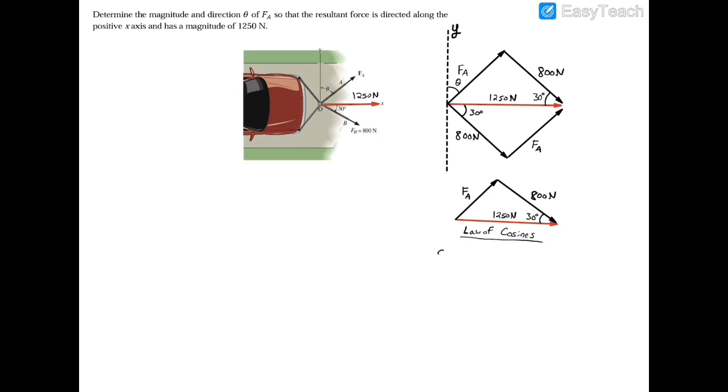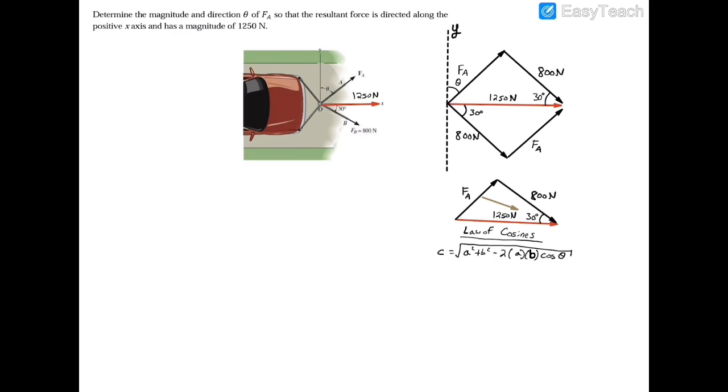And that just simply states that side C, which is just any given side or any desired side, is equal to side A squared plus side B squared minus 2 times the product of side A and side B times cosine of the angle opposing side C. So in the case of this triangle here, we have side FA we're looking for, which we're treating as side C, and the opposing angle is the 30 degrees. So let's make some substitutions here.